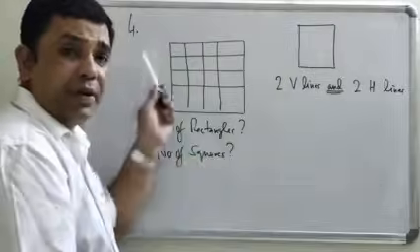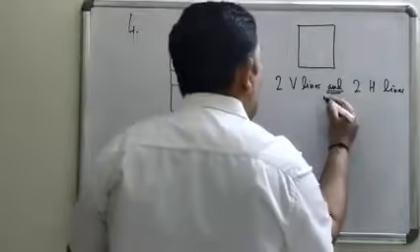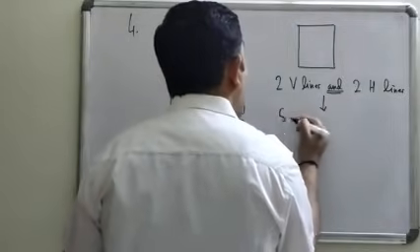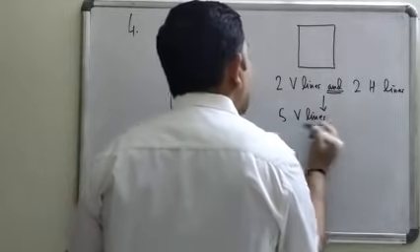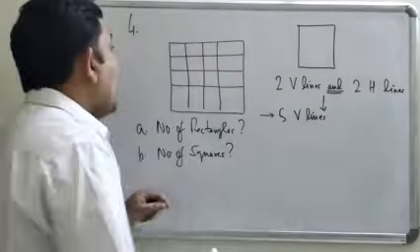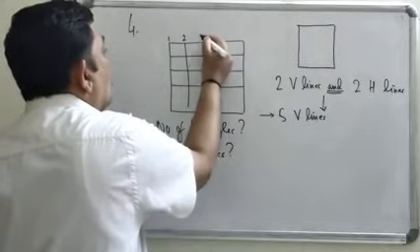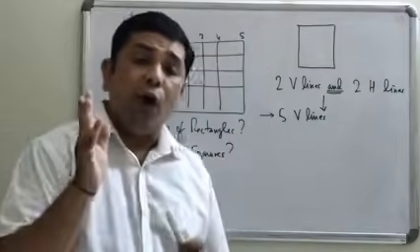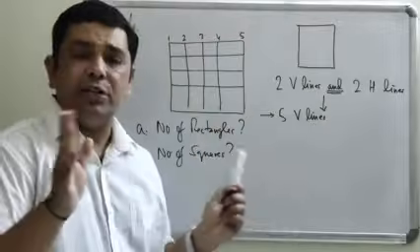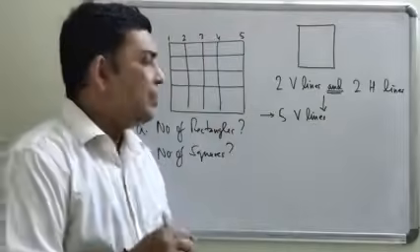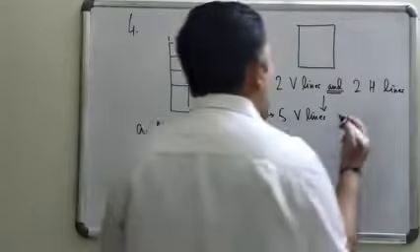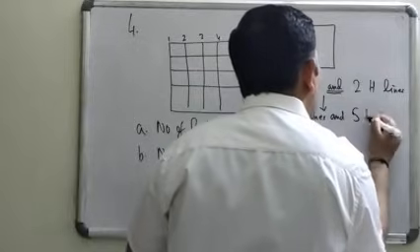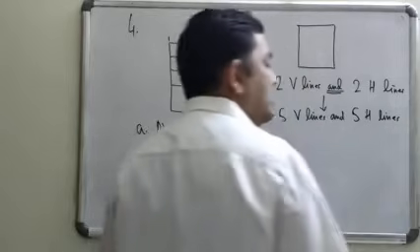In a 4 by 4 grid, we have 5 vertical lines. How many lines do we have? So we have 1, 2, 3, 4 and 5. The number of lines will always be 1 more than the size of the grid. Always. Okay. So we have 5 vertical lines and we have 5 horizontal lines.